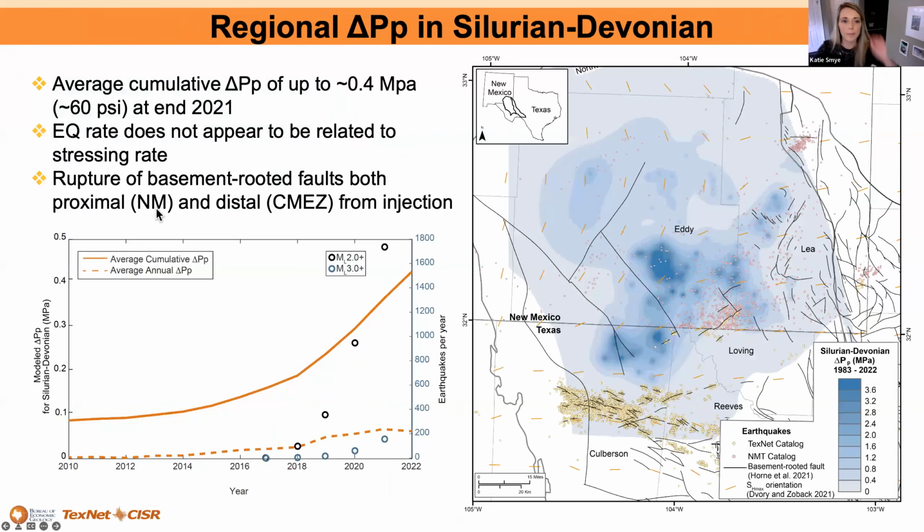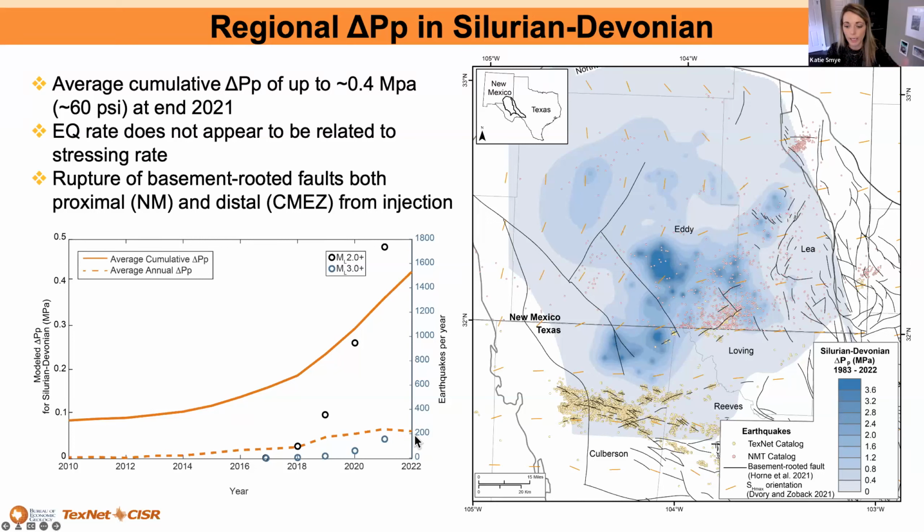Okay, so taking a look now at regional pore pressure changes, we can look at the average rate of pore pressure change or the cumulative rate. These are both in the plot on the left, with average cumulative shown as a solid line and the annual as a dashed line. You can see that across the whole model domain, the average annual pore pressure increase has started to level off from about 2021 on.